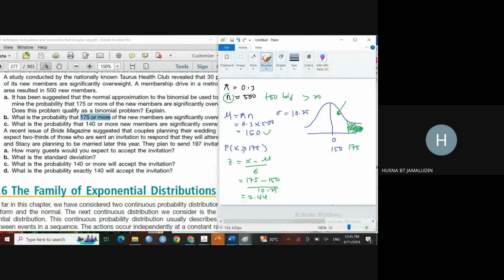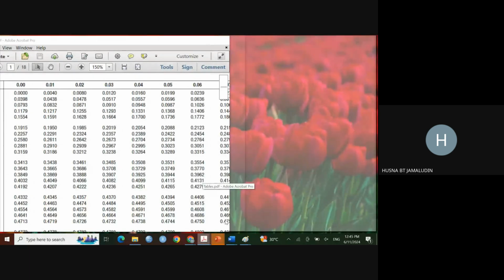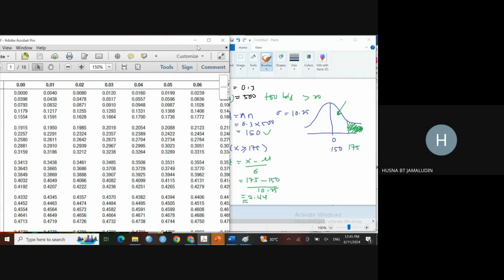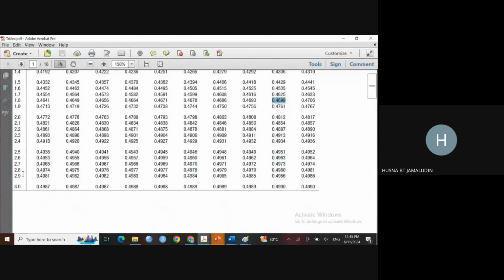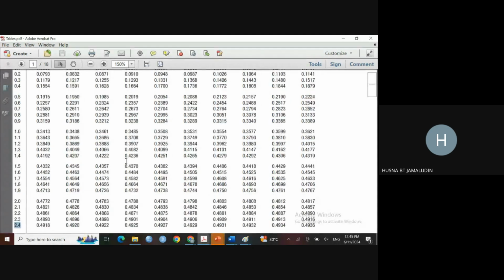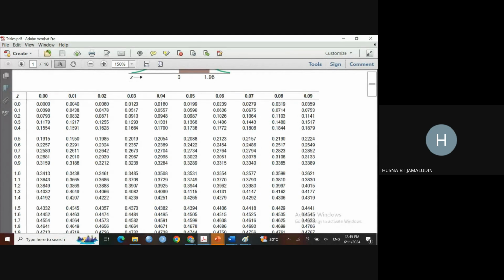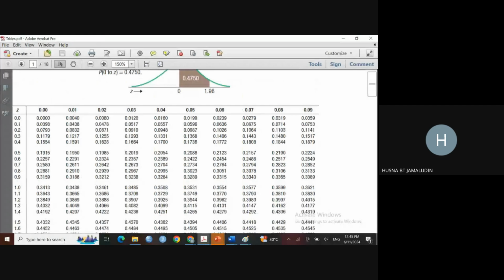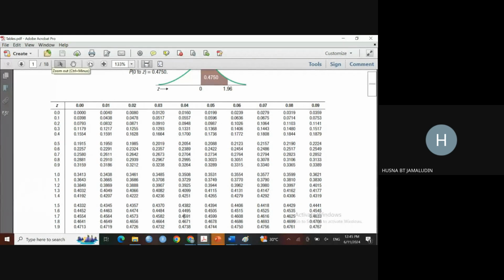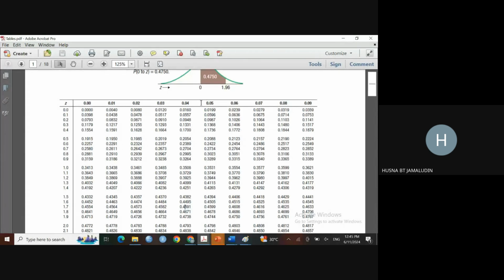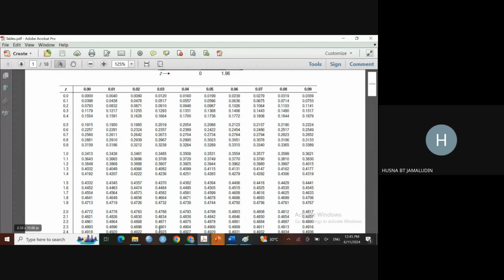So if you refer to the z table, what is the answer? Or you haven't seen the z table yet? Because the z table is here, right? So where is this 2.44? 2.4, and then the 4 just now is where? Is here. Let me make it smaller. Where is the 2.44? This is 2.4, and then 4. 0.4927.